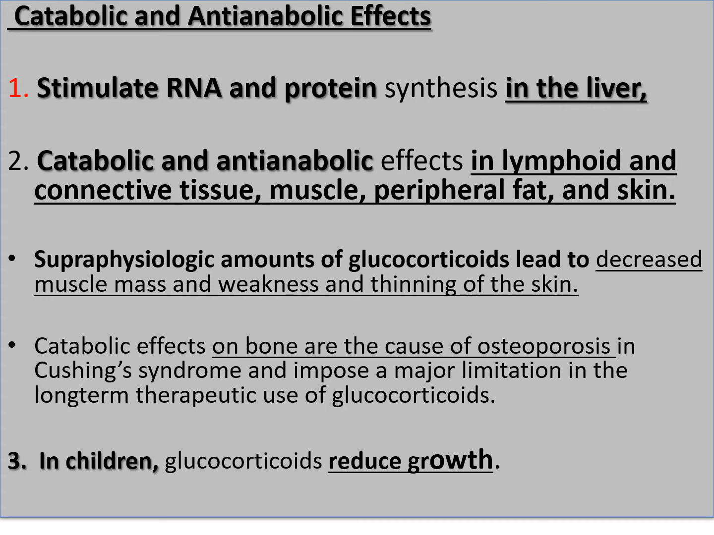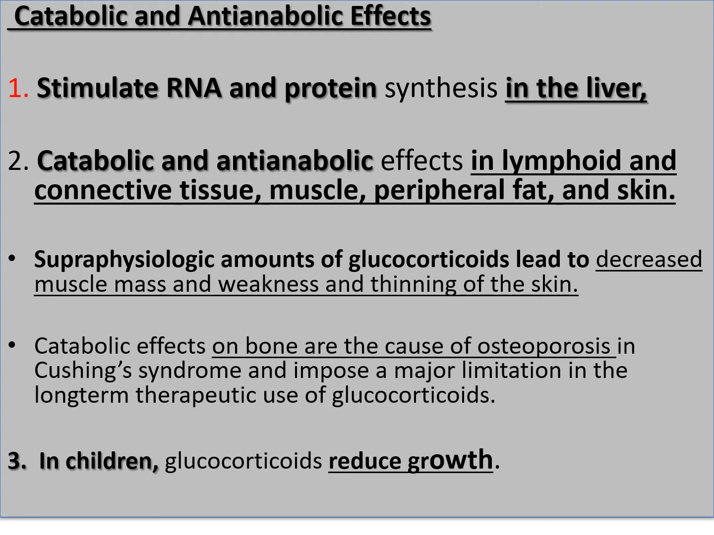And the other effects in the lymphoid and connective tissue, muscles, peripheral fat and skin have different anabolic and catabolic effects. In the muscles, it has catabolic effects. In protein synthesis, this is called the anabolic effect. So whenever the glucocorticoid level is increased above the physiological amounts, above the normal amounts, it will lead to decreased muscle mass because of its catabolic effect, and ultimately weakness and thinning of the skin.